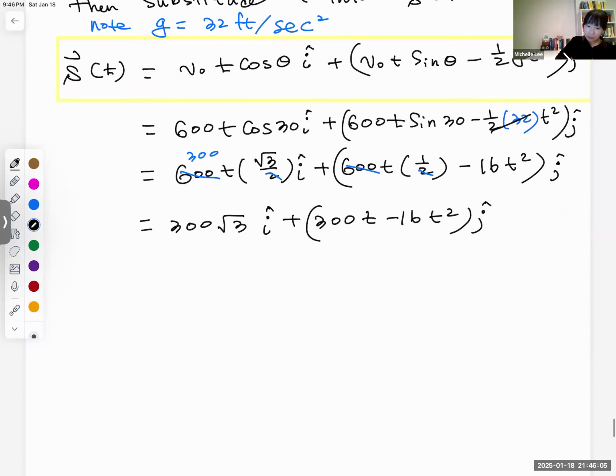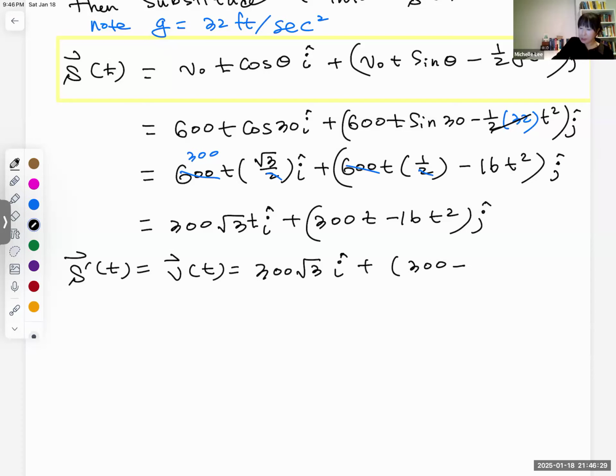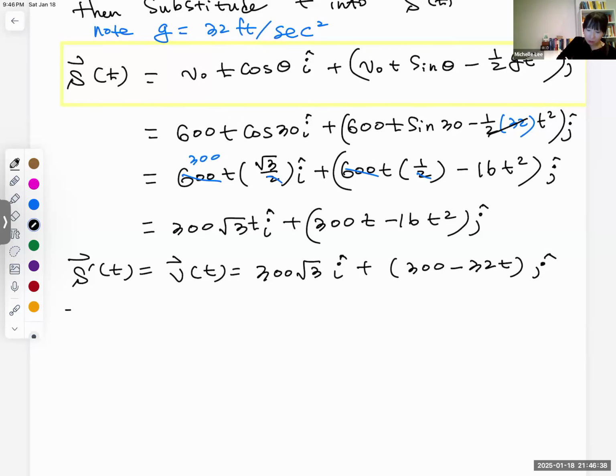Okay, now, can you please take the derivative of that? Oh, t is missing, which is the velocity of t. All right, so we get 300 square root of 3 i hat plus 300 minus 32t j hat, right? Okay, so let's make it equal to 0.